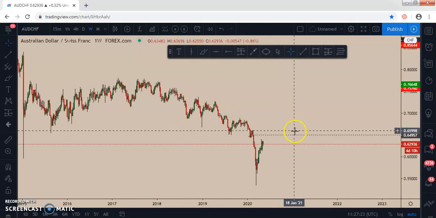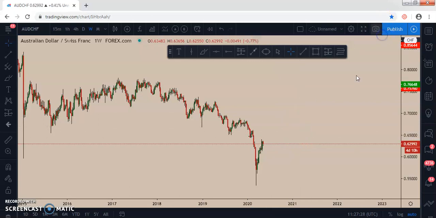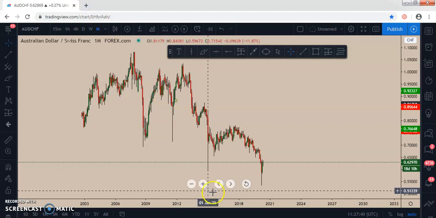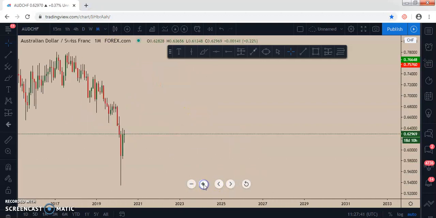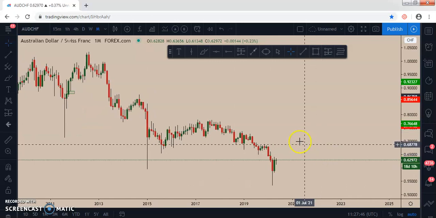Now this is AUDCHF. The first thing we are going to do is go on the monthly time frame and see what we are seeing from the higher time frame, because they give the big picture of the market. Now this is the monthly time frame. Now let's make it bold and see.